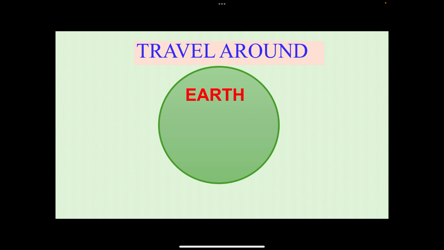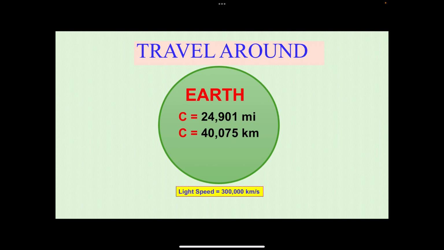Next, we look at Earth, which has a circumference of 24,900 miles, which is about 40,000 kilometers. Light traveling at a speed of 300,000 kilometers per second will take about 0.13 seconds to go around the Earth.